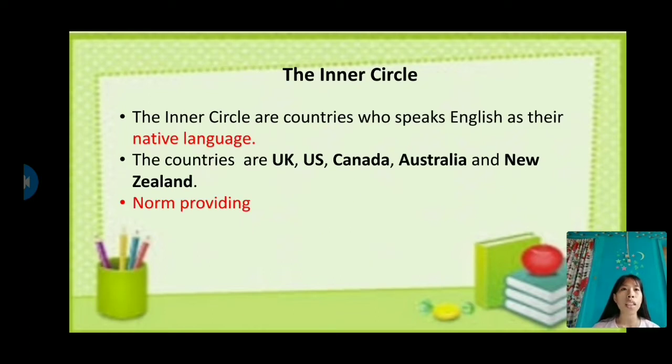The inner circle are countries who speak English as their native language. When we say native language, it is the language of the area the person grows up in. The countries are the UK, US, Canada, Australia, and New Zealand. For example, in the United States, the native language is English, and this is the language they use every day. Kachru considered the inner circle as norm providing. When we say norm providing, it means the norms of the English language are produced here.